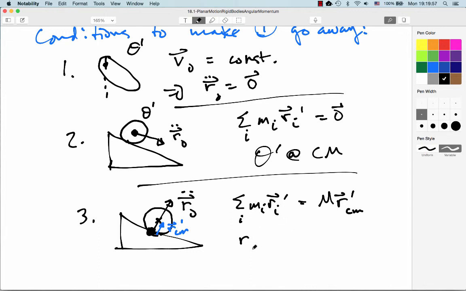So we have that R_CM is either parallel or anti-parallel to r naught double dot. All right.